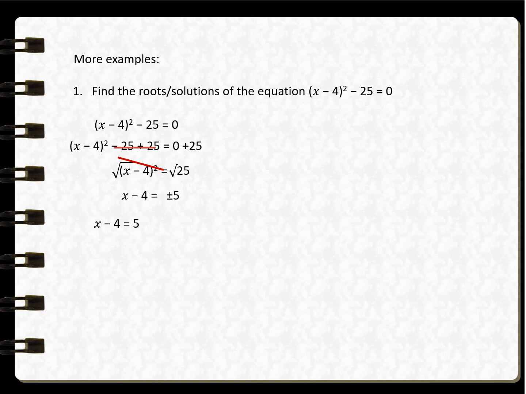So let's solve first for the positive 5. x minus 4 equals 5. Lipat natin or add 4 on both sides of the equation para makancel natin si 4. That gives us x equals 9. So next is negative 5 naman, since ang answer natin dito is may positive and negative 5. So x minus 4 equals negative 5. Add 4 on both sides of the equation, so we can cancel negative 4. That gives us x equals negative 1.